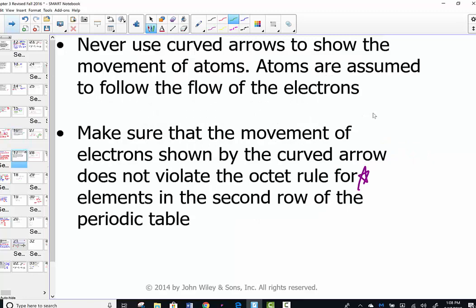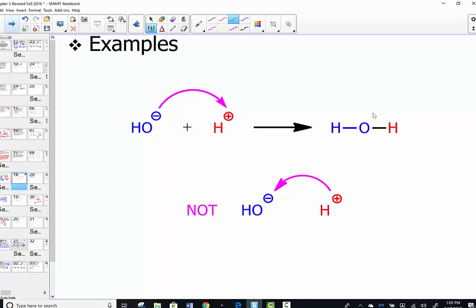Never use a curved arrow to show the movement of atoms. We know that's illegal. And make sure the movement of electrons shown by the curved arrow does not violate the octet rule for the elements in the second row of the periodic table. In other words, they cannot expand the octet because the second row, as well as the first, hydrogen and helium, simply don't have d orbitals available.